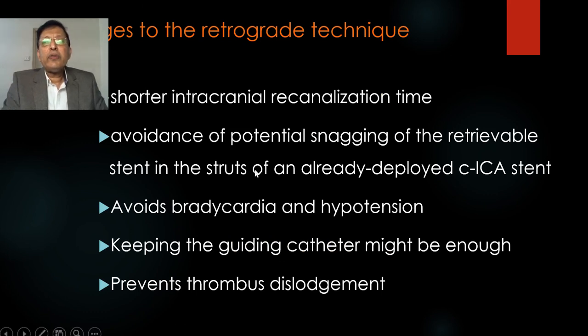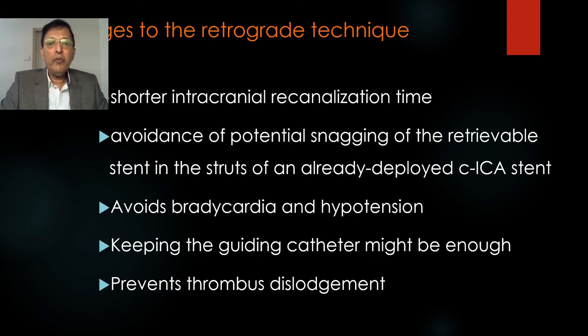The advantages of a retrograde is it leads to shorter intracranial recanalization time. Why the patient has suffered a stroke is because of the MCA occlusion or the distal ICA occlusion. The MCA is not getting blood because the M1 is occluded. So open that first, put a stent retriever there, aspirate and open that vessel. At least there will be some amount of circulation into the middle cerebral artery, and that leads to a shorter intracranial recanalization time.